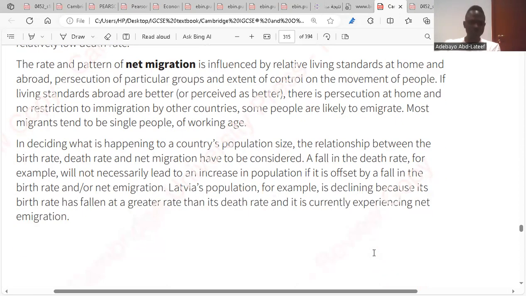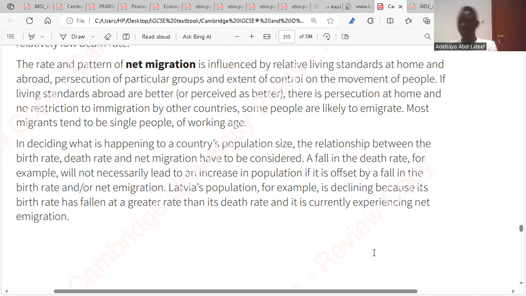I think that is clear. The rate and pattern of net migration is influenced by relative living standards at home and abroad, persecution of particular groups, and extent of control on the movement of people. If living standards abroad are better or perceived to be better, there's persecution at home and no restriction to immigration by other countries, some people are likely to immigrate. Most migrants tend to be single people of working age.